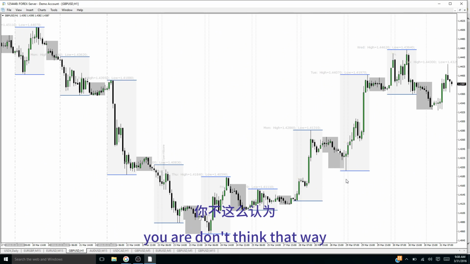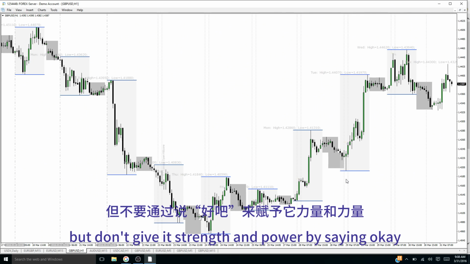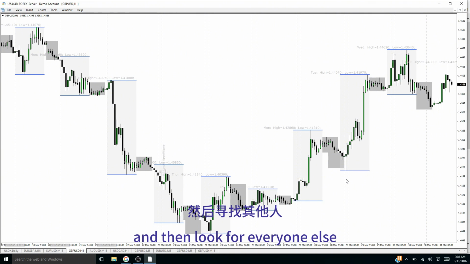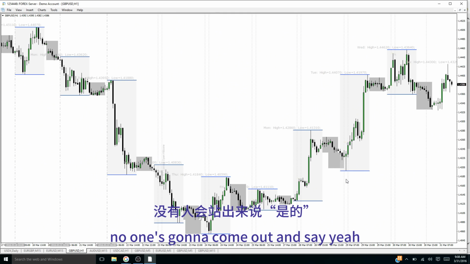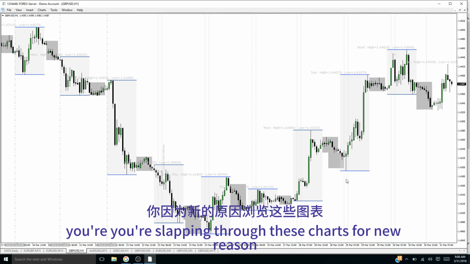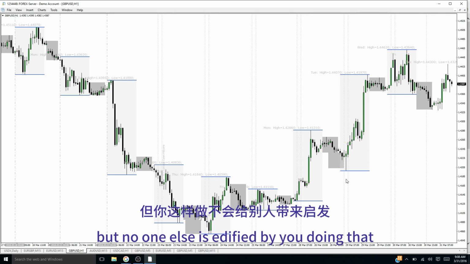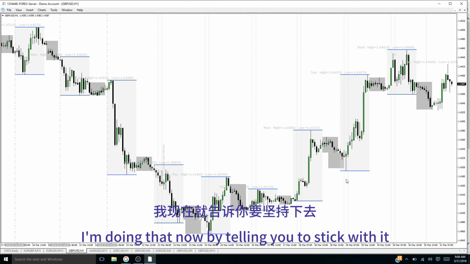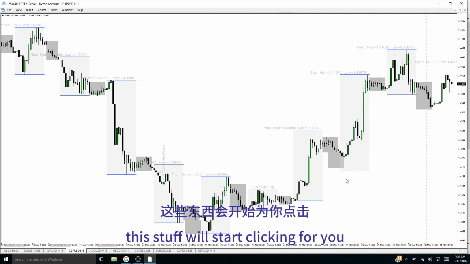Don't think that way. Now, there's going to be times where you feel that way, okay, but don't give it strength and power by saying, okay, this is how it's going to be for me always, and then look for everyone else that agrees with you. Unless you're a troll, no one's going to come out and say, "Yeah, you're right. You're schlepping through these charts for no reason. You might as well just hang it up." No one's going to do that. But no one else is edified by you doing that. Now, if it's a reach out for help, I'm doing that now by telling you stick with it. I promise you, if you just dig your heels in, this stuff will start clicking for you.